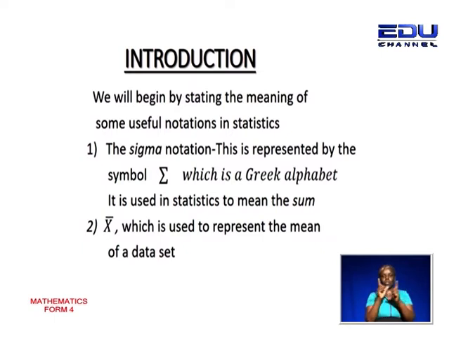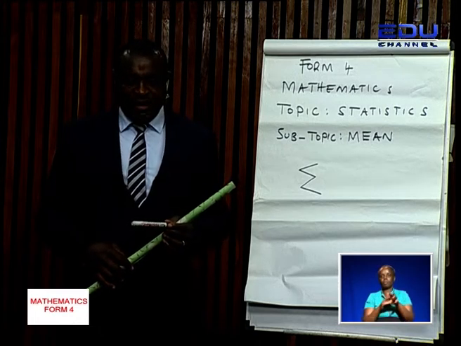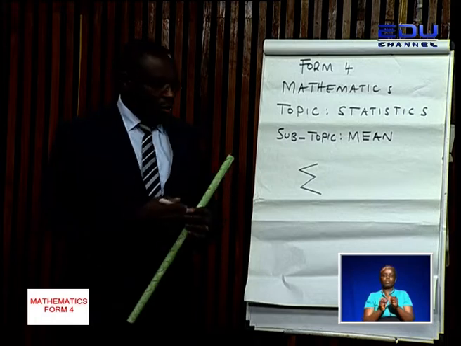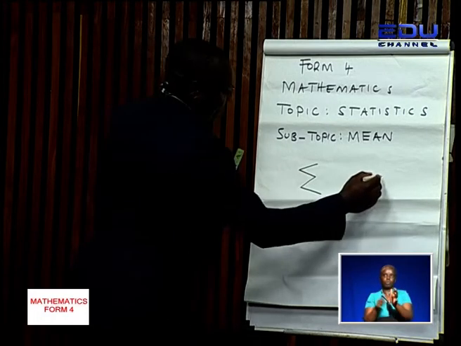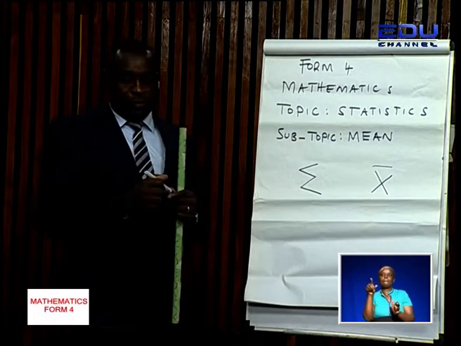total or the sum. The other notation that we shall use throughout the lesson is X bar. X bar is used to represent the mean of a data set. And therefore, most of the time, we shall not use the word mean, but we'll be representing the mean with the symbol X bar. You write an X and a bar on top of the X.